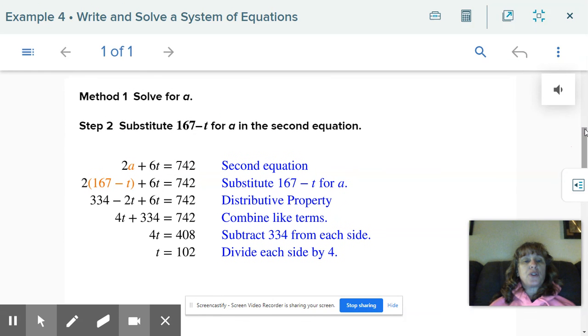We're going to substitute 167 minus T for A because it said A equals that, which you notice that they did here in the second equation. Okay? Distribute 2 times 167, which is 334. 2 times T, which is negative 2T. Keep your 6T, that stays the same. Keep your 742.